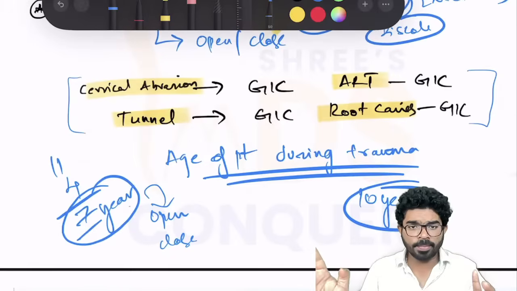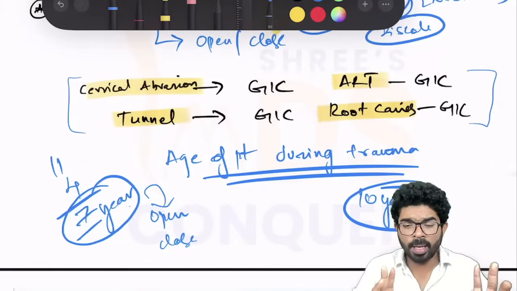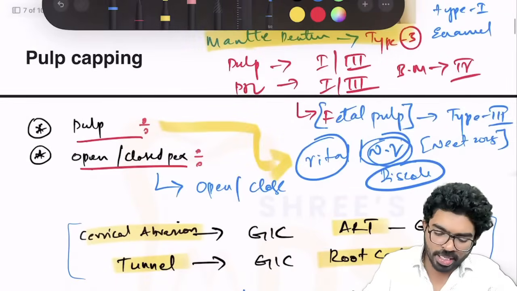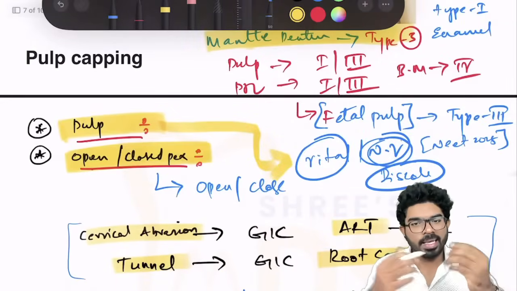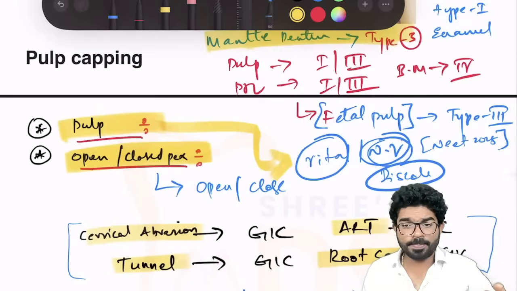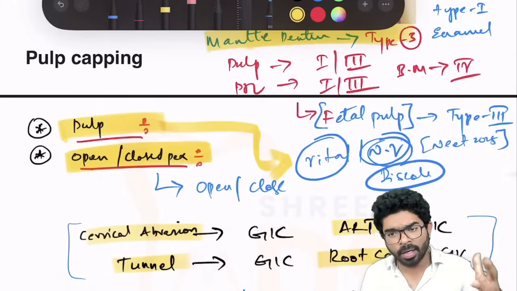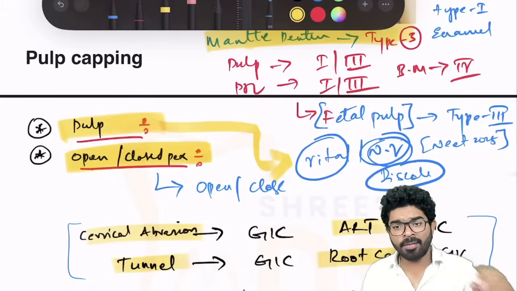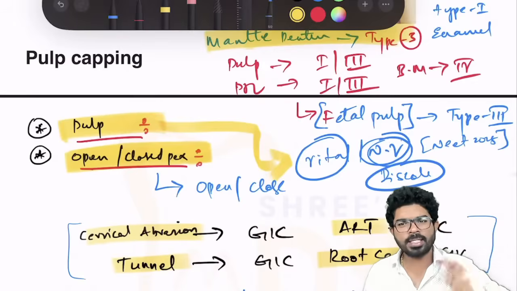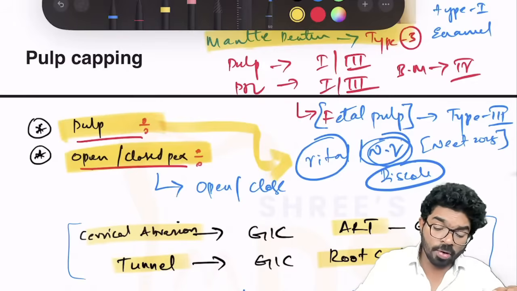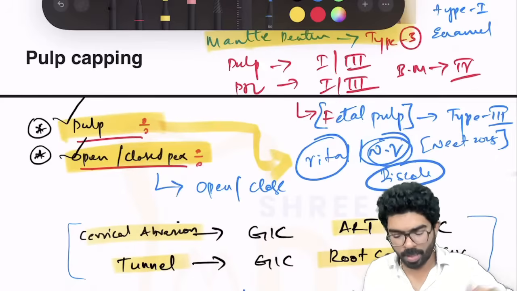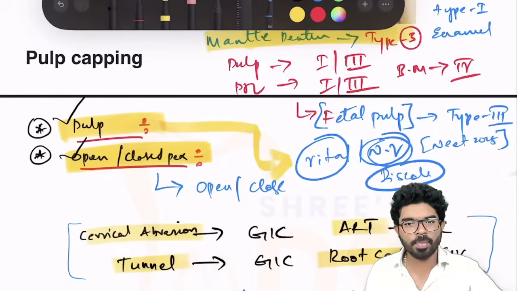Vitality, vital or non-vital. Next, age of the patient during trauma, to know whether it is an open apex or closed apex. If you have information on these two, you can easily answer the question by elimination. Again, I'm telling you, it's not always mandatory to go for an ideal treatment. It's always advised to go for the best treatment among the four options. Among the four, what is the best with your knowledge? So you need to know the vitality, and you need to know whether it's a closed or open apex. That is how you're going to solve most of the questions.